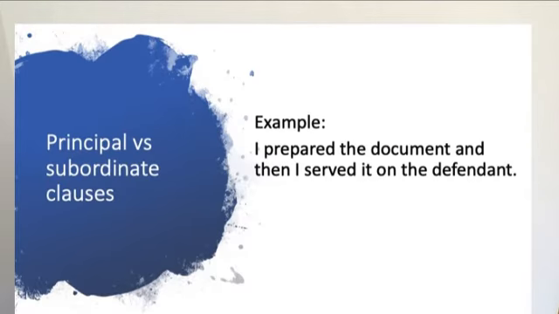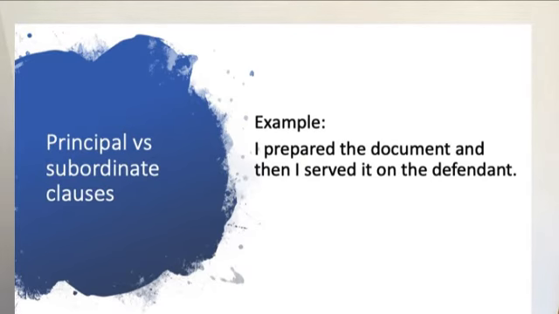So if you look at the sentence on the slide there, you can see the sentence, I prepared the document and then I served it on the defendant. There are two principal clauses here because both the clause that appears before the and has a subject, verb and an object, and then the clause that appears after the word and also has a subject, verb and object. So in the first part of the sentence, I is the subject, prepared is the verb, and the document is the object because that was the thing that was prepared or received the effect of the verb. And is of course a conjunction.